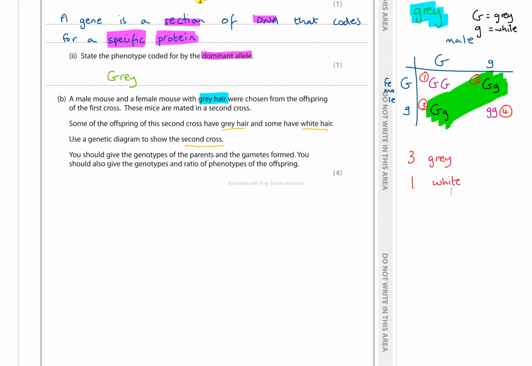What have they said about a Punnett square? Let me just read. Okay, 3 to 1. So you should give the genotypes and the ratio of the phenotypes. Phenotype is how they look or appear. So it's going to be grey to white. It's going to be 3 to 1.